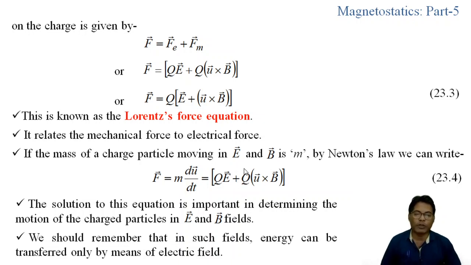Now if we solve this equation 23.4, we can find out the velocity u of the charged particle if the mass, the external electric field E, and the external magnetic field B are known. So in this way we can relate the mechanical force with the electrostatic force. Also we should remember that in this kind of field the energy can be transferred only by means of the electric field, not by the magnetic field.